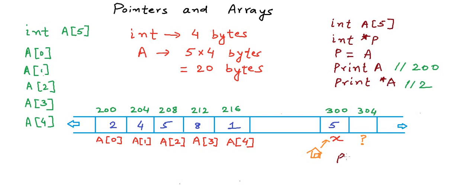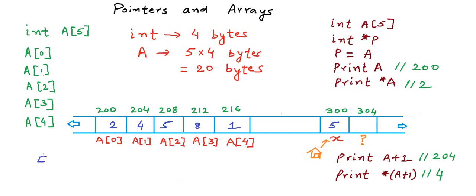So if we want to print a plus 1, then this will give us the address 204, and asterisk a plus 1 will give us the value of the second element in the array.